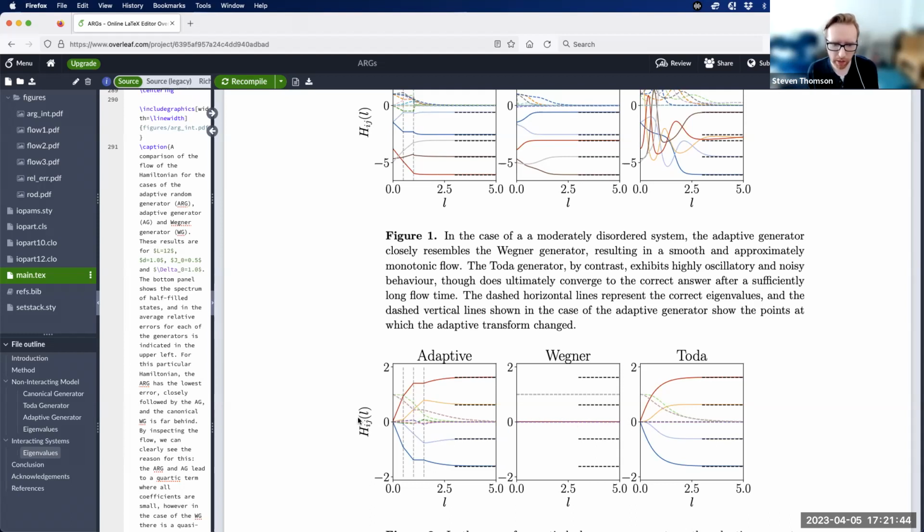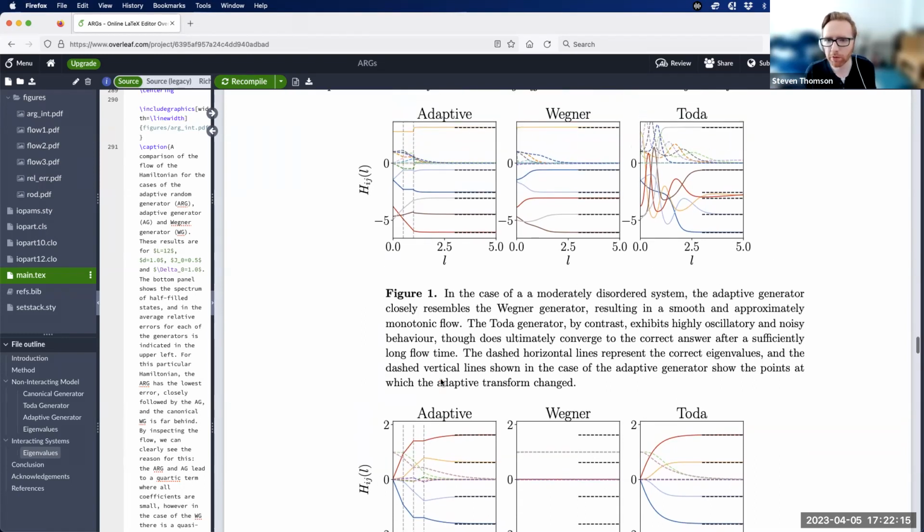So this is the flow of the Hamiltonian with different choices of generator. Wegner doesn't work. This other one called Toda does work. And I've been playing with this adaptive approach at the moment, which does kind of what you're suggesting: at certain points in the flow, it can change the generator to better suit the problem. This version starts off by using a modified version of Toda to get the flow started, and then it progressively becomes more and more like the Wegner generator as the flow goes on.